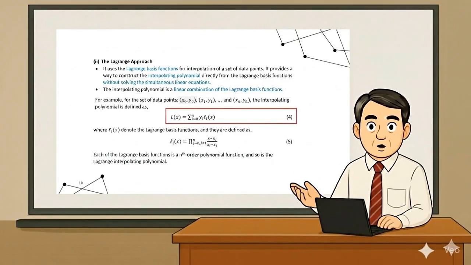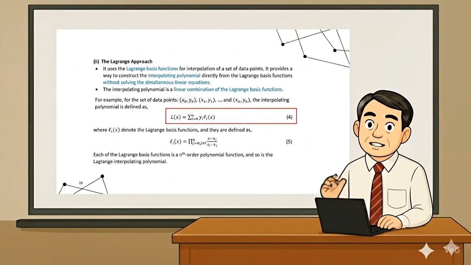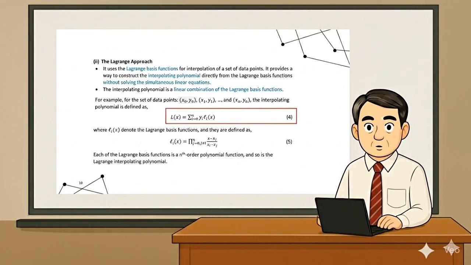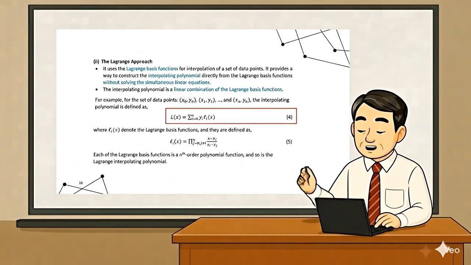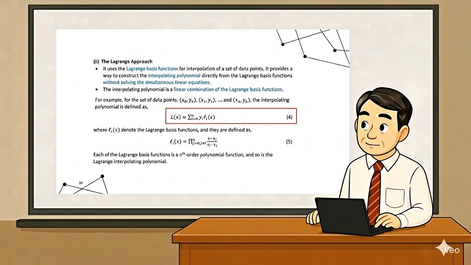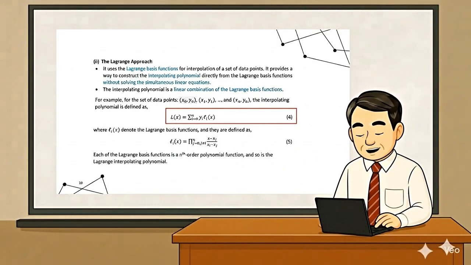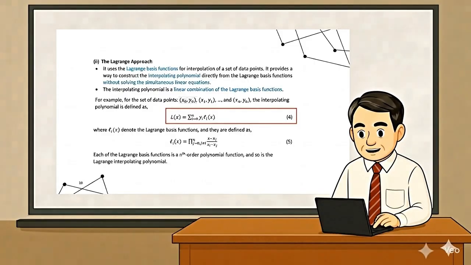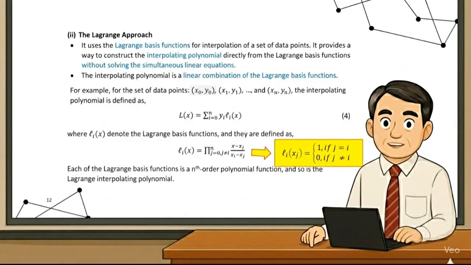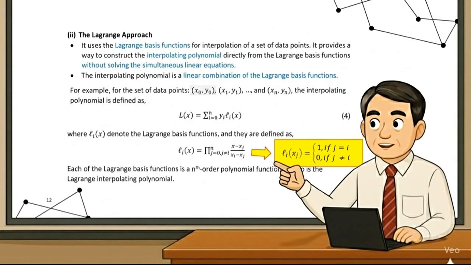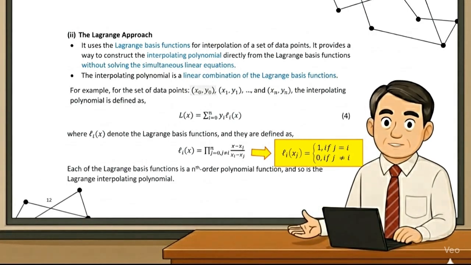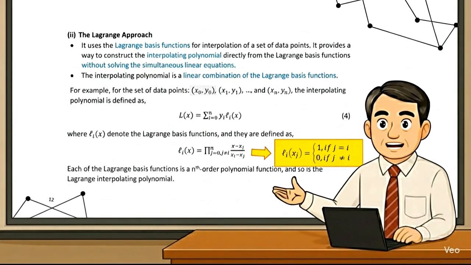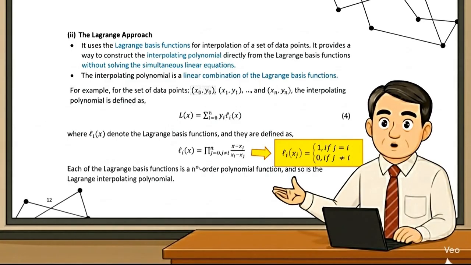The Lagrange polynomial, L of x, is a weighted sum of these basis functions, which we denote as l sub i of x. The weights are simply the y values of our data points. The real magic is in how these basis functions are defined. Each basis function is specifically designed so that it equals exactly 1 when x is at its corresponding data point, x sub i. And it equals exactly 0 at all other data points, x sub j.